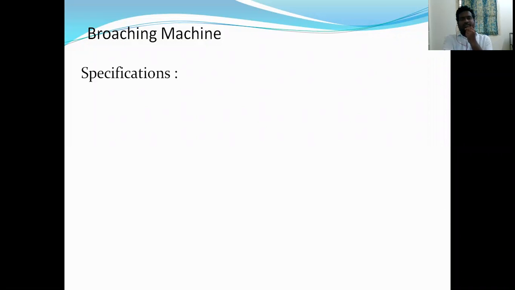So, specifications of broaching machines, right? About the specifications of the lathe also we have learned, right? These specifications are needed when we are doing some particular operations or some particular workpieces. Based on the workpiece requirements, specifications of the machines are needed, right?